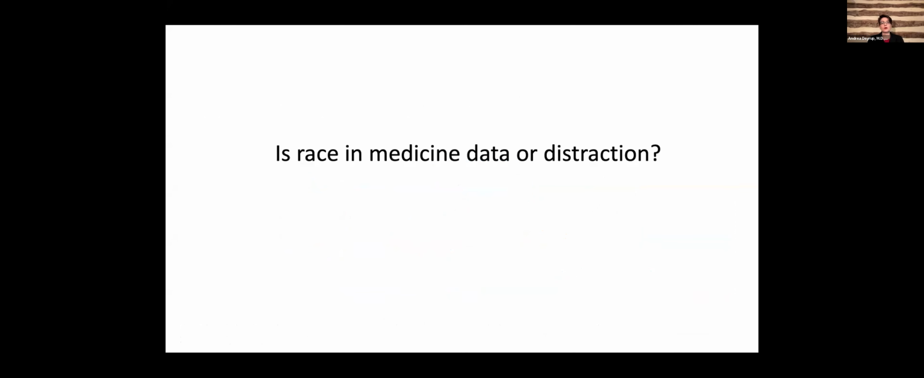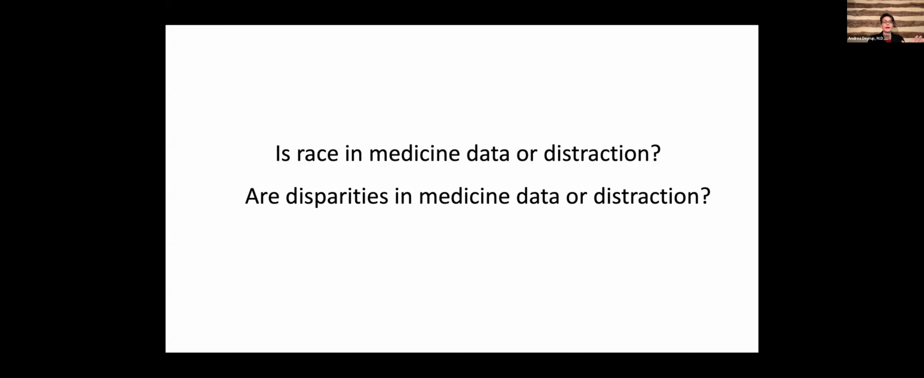And that brings us again to our question: is race in medicine data or distraction? All right. And I hope at this point in the talk, your antennae have gone up. You said, no, got to get rid of the word race. Is this focus on disparities in medicine data or distraction? And I would say, yes, it's data if we are using this information to identify populations that could benefit from a therapy. It's distraction if we say, 94% of Americans who have cystic fibrosis are of European descent.